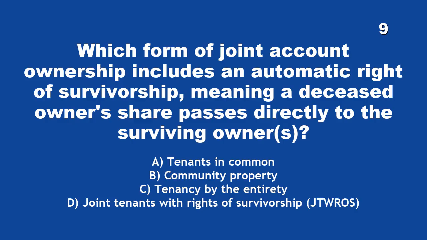Which form of joint account ownership includes an automatic right of survivorship, meaning a deceased owner's share passes directly to the surviving owners? Option A, tenants in common. Option B, community property. Option C, tenancy by the entirety. Option D, joint tenants with rights of survivorship, JTWROS. The correct answer is D, joint tenants with rights of survivorship, JTWROS.